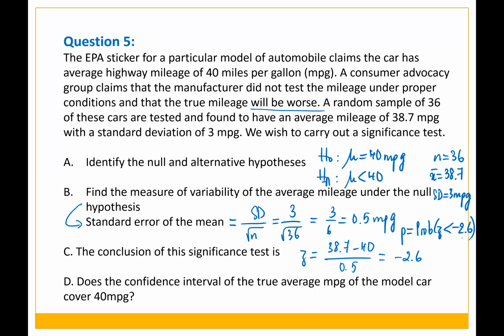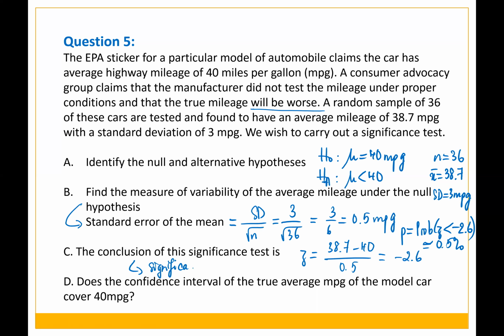When we talk about hypothesis testing and the alternative hypothesis is smaller than, your p-value is going to be the probability of your sample average being more extreme, which is going to be Z smaller than negative 2.6 in this case, because the alternative hypothesis is mu smaller than 40. And that is going to give us approximately 0.5%. And so the conclusion is that this is significant.